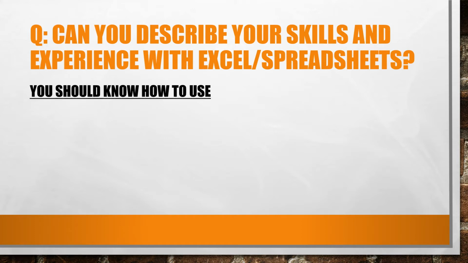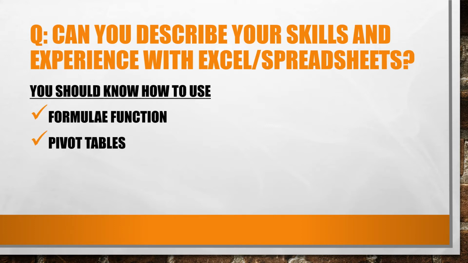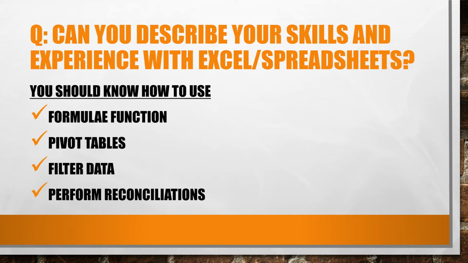So if you have the experience, the things that you should mention and the things that you should know how to use are the formulae functions. You'll be able to write formulae in Excel. You should know how to use pivot tables. You should know how to filter data, and you should be able to perform reconciliation calculations. If you can do all those things, great. If not, these are things you need to learn. If you know them, make sure you mention all of those. And when the interviewer hears that list as an example of the things that you can do, they will be satisfied that you have the main skills that are required in this job.